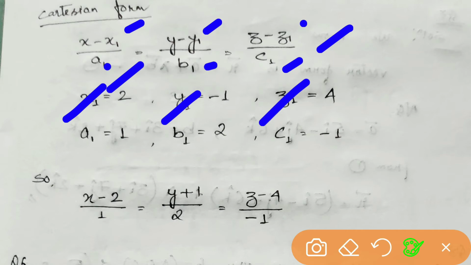Now I get a1, b1, c1, the direction ratios of the parallel vector. So what is our parallel vector? i cap plus 2j cap minus k cap. So our a1, b1, c1 will be 1, 2 and minus 1, right? So if you substitute them here, you will get the Cartesian equation, no problem. We already know how to write the Cartesian form, so we can directly substitute.